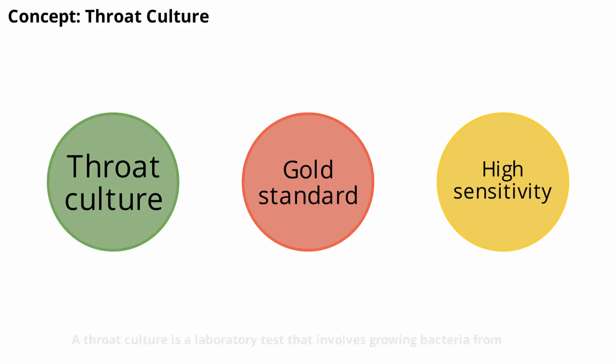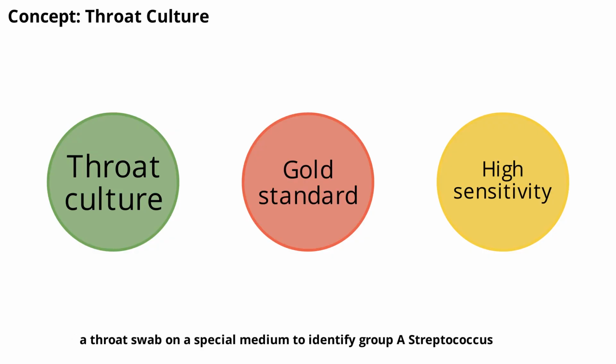A throat culture is a laboratory test that involves growing bacteria from a throat swab on a special medium to identify group A Streptococcus. It is the gold standard for diagnosing strep throat due to its high sensitivity and accuracy, despite the longer wait for results.